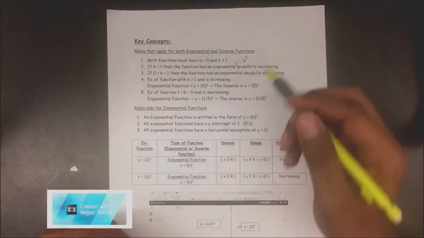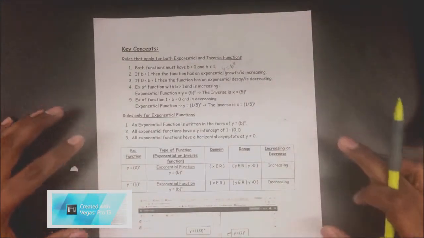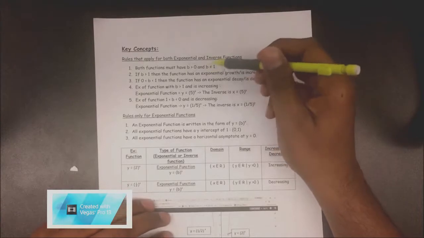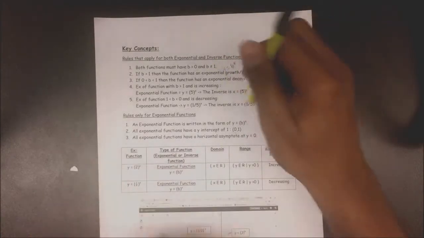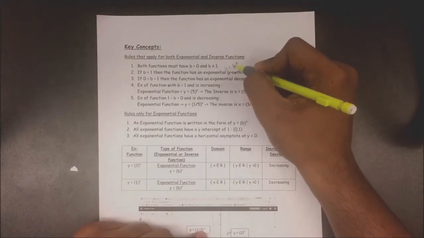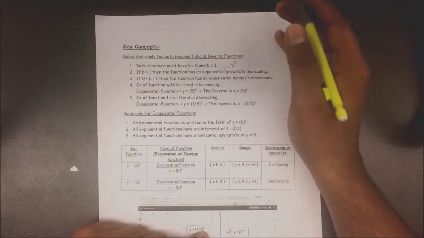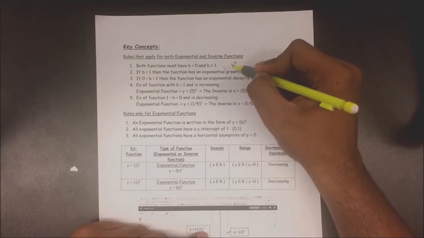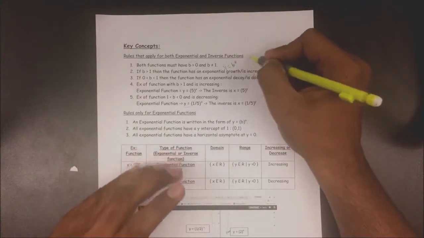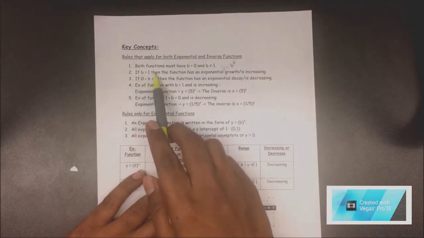All right, the rules that apply for both exponential and inverse functions, these are the key concepts that you're going to learn this unit. Basically, both functions must have a b greater than 0, and b cannot equal 1. The reason for that is, if you put b as 0, it's a pointless function. So that's not beneficial anyways. And if your b is equal to 1, anything to the power of 1 is just 1, so you're just going to have another pointless function.